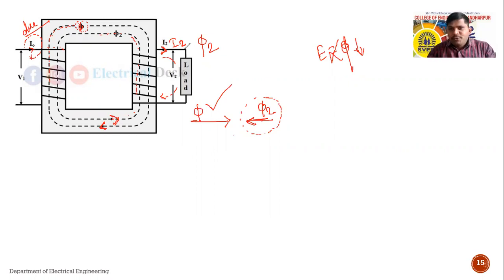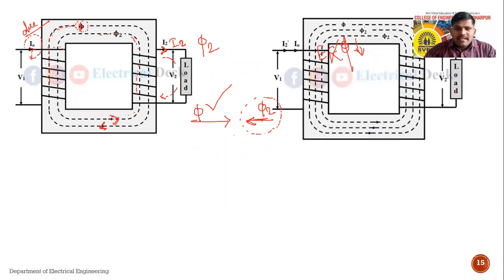Reduces. So the induced EMF in the primary side will also reduce. Now see, I will show the second figure. In that, the induced EMF in the primary side will be reduced. If the induced EMF goes on decreasing, at that moment the voltage supplied at the primary side, that is V1, will take the upper hand over E1.